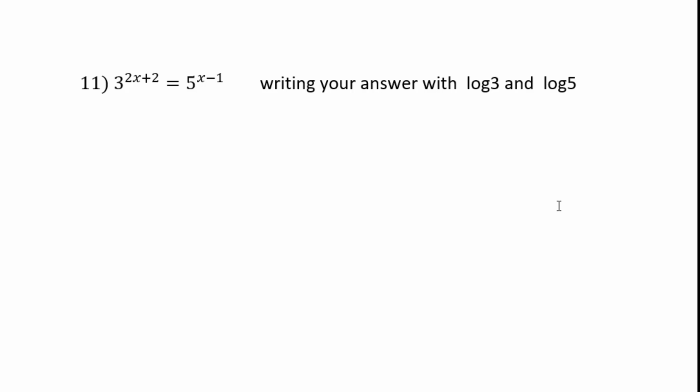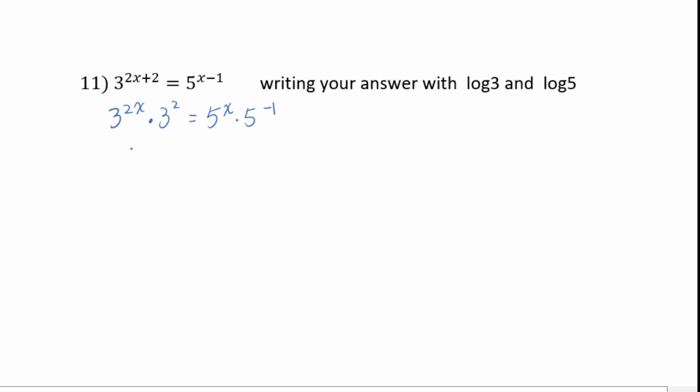Number 11. 3 to the 2x plus 2 power equals 5 to the x minus 1 power. Write your answer with common log of 3 and common log of 5. For 3 to the 2x plus 2, we will write down 3 to the 2x power times 3 squared equals 5 to the x power times 5 to the negative first power. Organize: 9 to the x power times 9 equals 5 to the x power times 1 over 5.